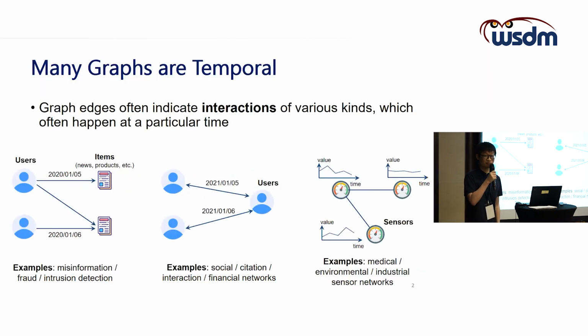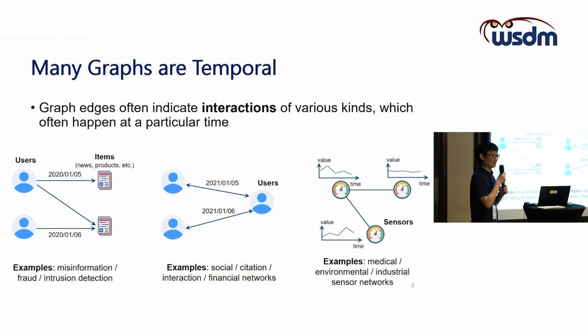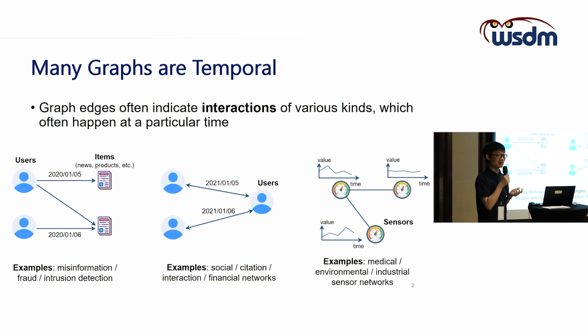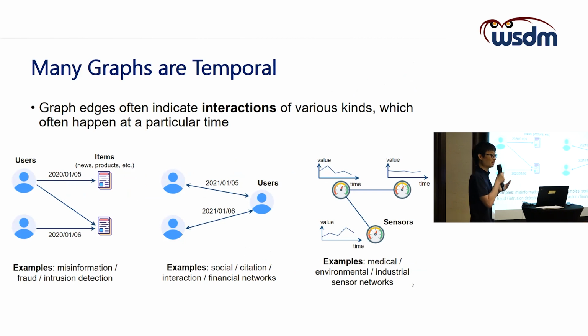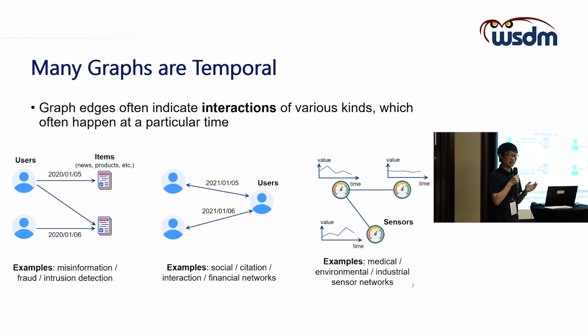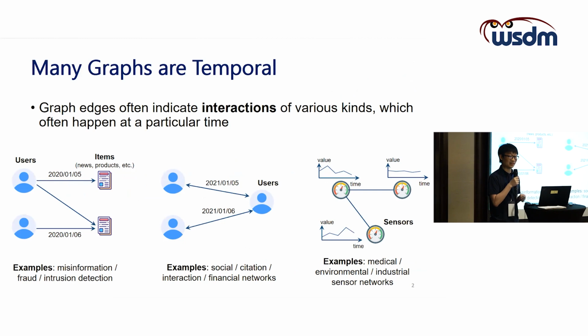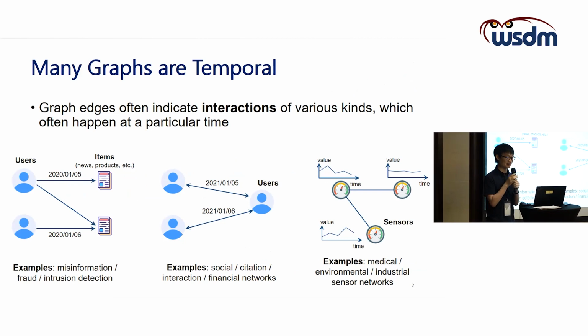First of all, why are we interested in this? It turns out that in real applications, many graphs are actually temporal. The reason is that graph edges often indicate some kind of interactions, let's say users interacting with stores or products. Usually these interactions happen at a particular time, and this time can often be very important and informative, so we like to make use of this information.